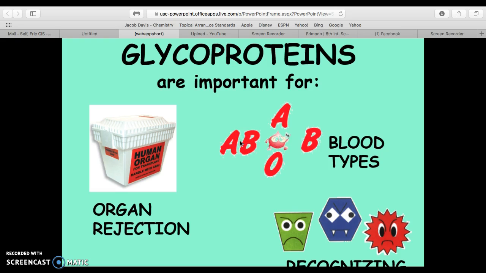Also, the glycoproteins, remember, this is just revisiting that because we're talking about sugars and proteins together. Our blood types, organ rejection, and then recognizing germs, viruses, bacteria. All of those things occur because of glycoproteins.